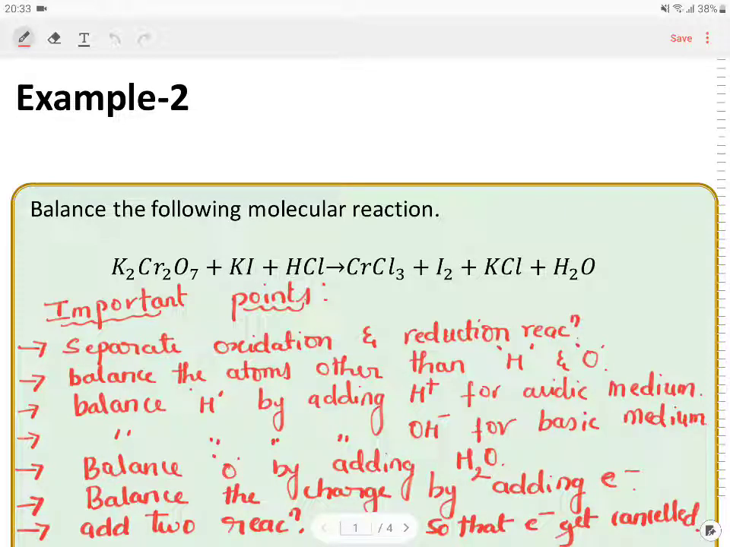Dear students, today we'll be learning how to balance the redox equation by the ion electron method. Before we step into the question, I would like to give some important points. What are the important points?